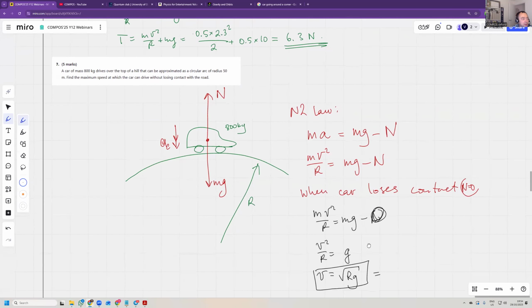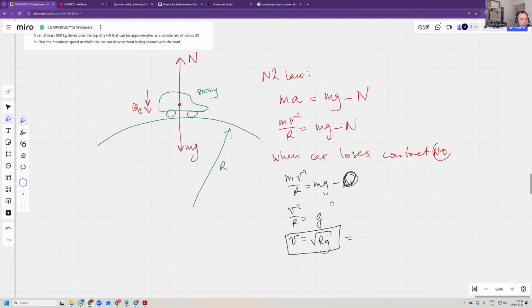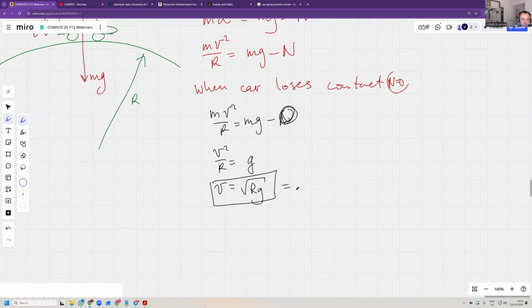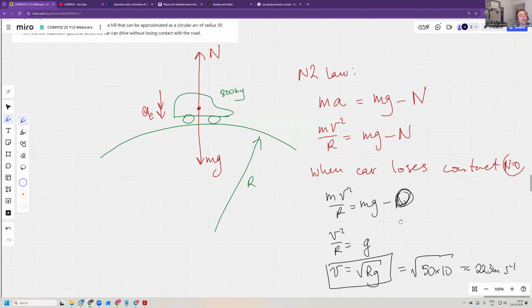With r equal to 50 meters, it's the square root of 50 times 10, which is approximately 22.3 meters per second. Okay, so that's how fast the car can go.